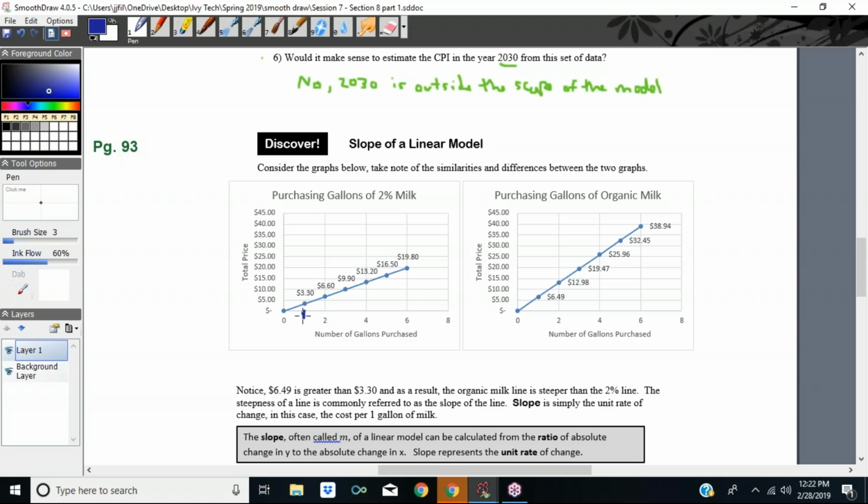Notice here, for 1 gallon of milk, it costs $3.30. For 2 gallons, of course, it's twice that: 3.30 times 2, times 3, times 4, times 5, times 6. Over here, it looks like it's $6.49 for that first gallon, $12.98, of course 6.49 times 2, for 2 gallons, and so on. So we can see the steepness is almost twice as much, 3.30 versus 6.49.